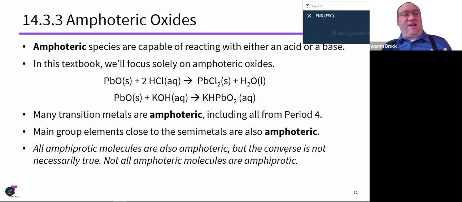But what we also see is that some main group elements, especially those that are close to the semi-metals, have amphoteric properties as well. Aluminum is a classic example of this. Aluminum is easily dissolved in acid. It's also easily dissolved in base.